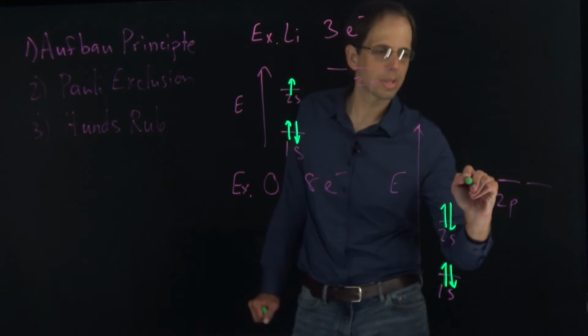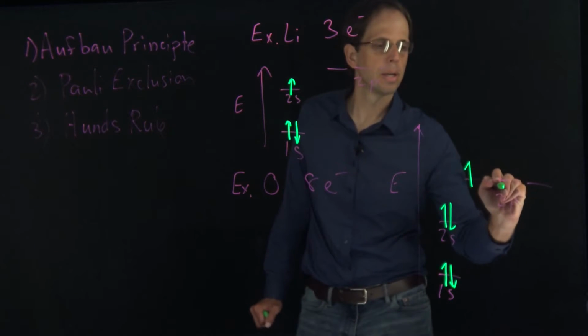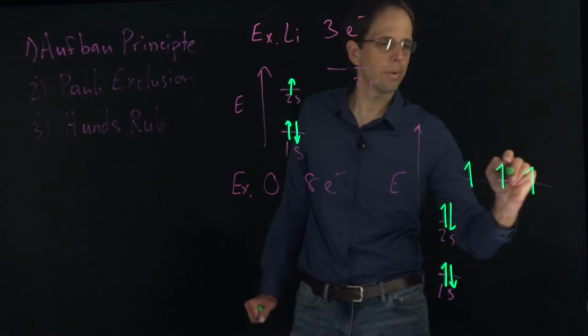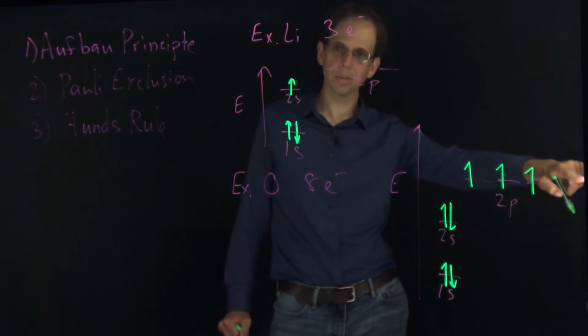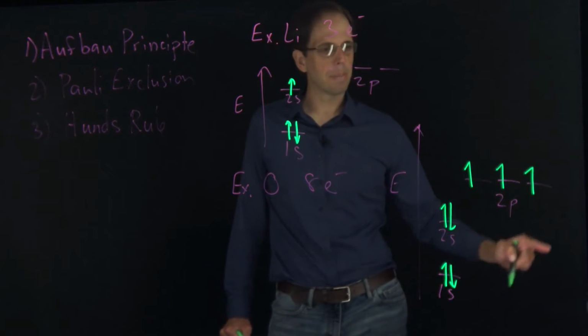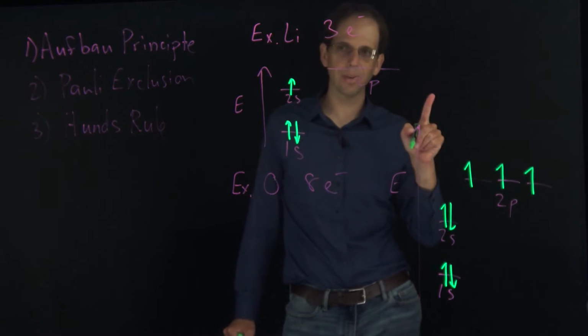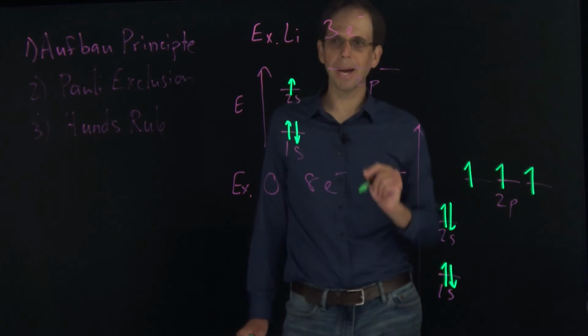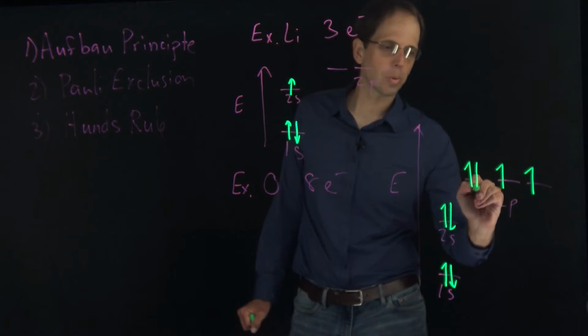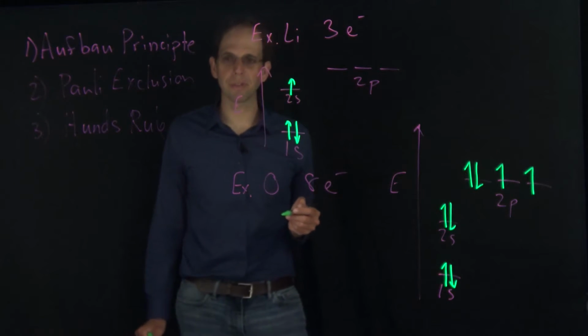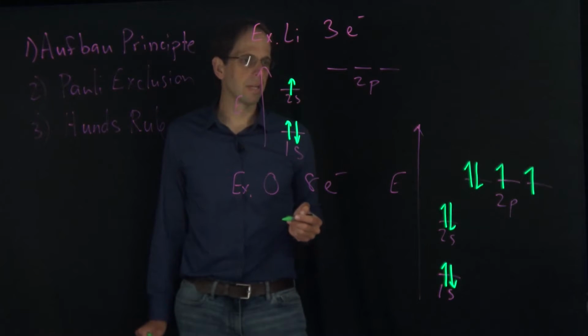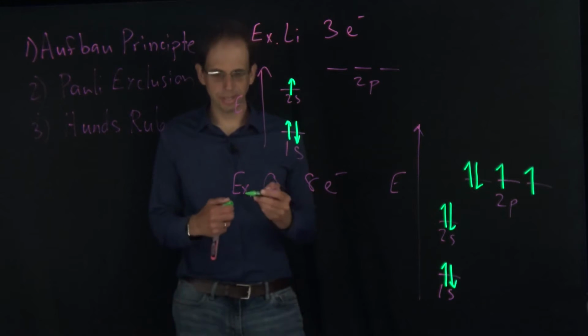According to Hund's rule, I'm going to say 1, 2, 3. So I start filling across with parallel spins. But now that I put 1 electron in each one of these orbitals, I still have 1 electron left. So now I have to go back and start pairing them. And it doesn't matter which one I pair up, but I'm just going to pair up that first one on the left. So this is the electron configuration for oxygen.